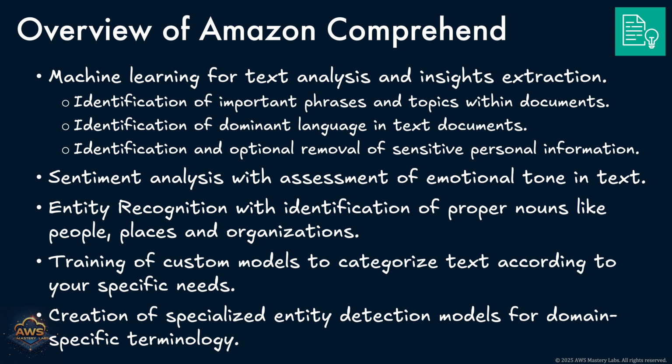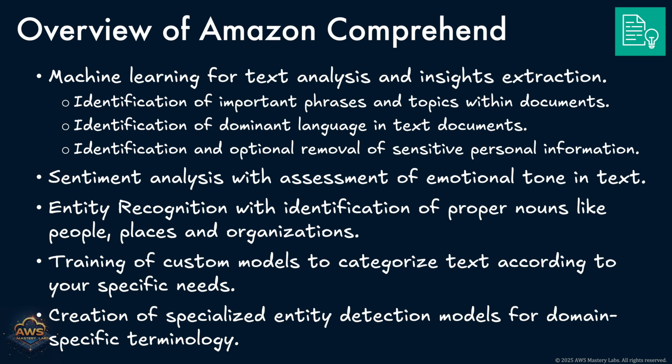Security and privacy are also a top priority. With PII detection and redaction, Comprehend can automatically identify sensitive personal information, like names and social security numbers, and remove or mask it to help meet compliance and data protection requirements.